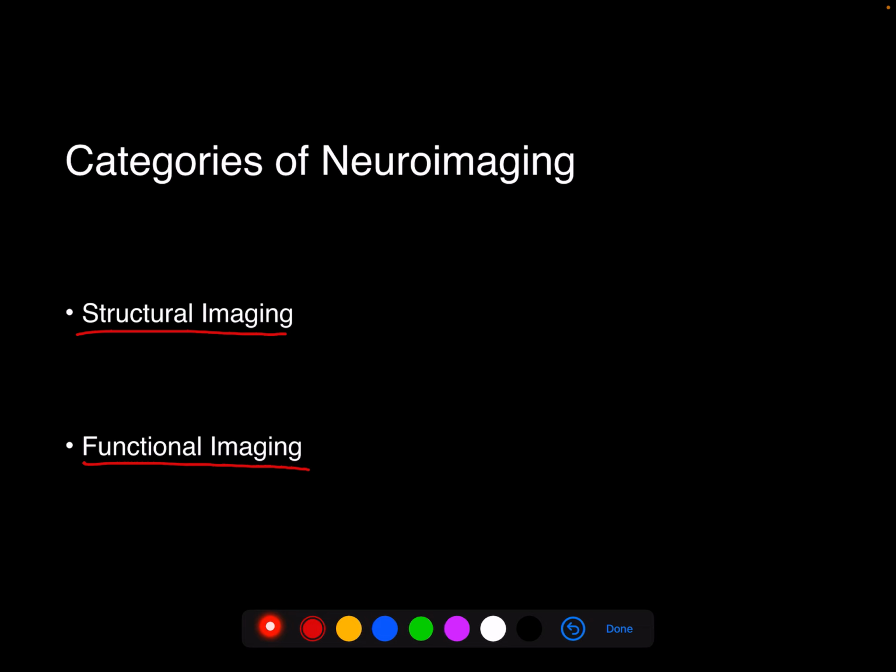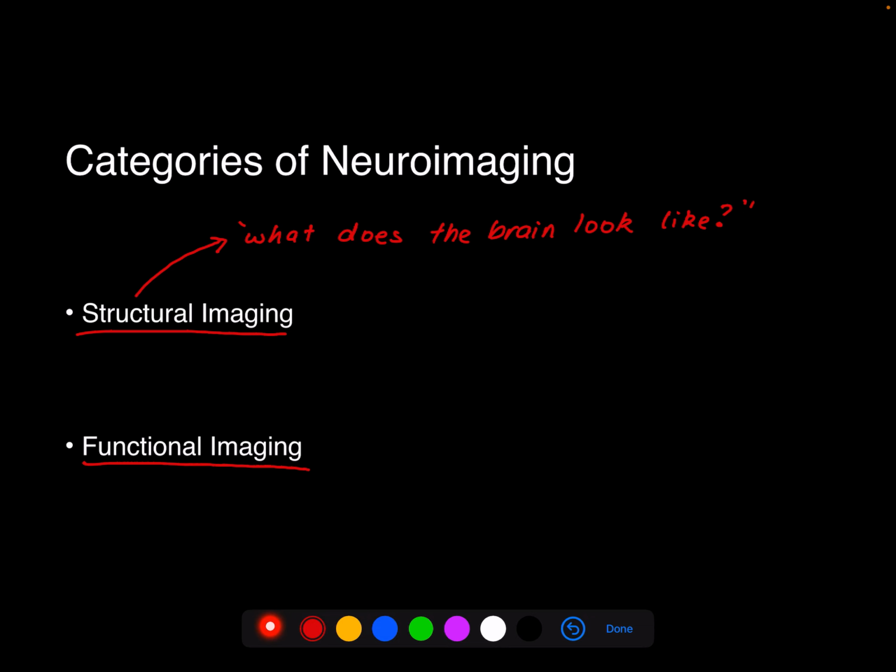So structural imaging asks us, what does the brain look like? This is the question that we're probably more used to expecting from any kind of imaging technique. What does the brain look like?